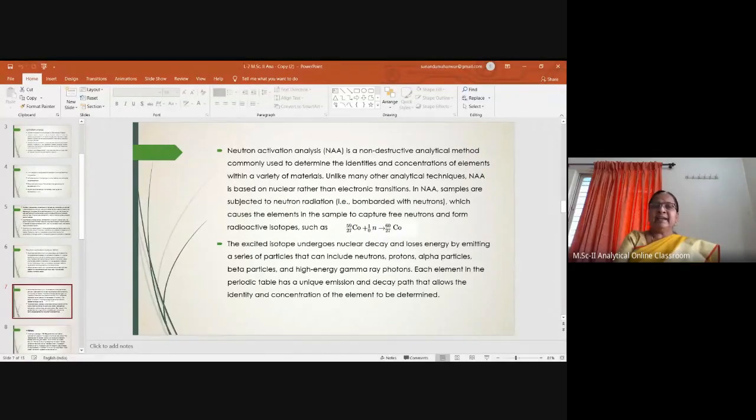Unlike many other analytical techniques, NAA is based on nuclear rather than electronic transition. In spectroscopy, we have studied different methods of analysis, but in those methods there is electronic transition. Unlike that, we have seen that there is nuclear transformation. Nuclear transition is there in NAA. And I have said what the nuclear transition is: it penetrates the nucleus and changes the nucleus, that is, the mass of that element changes due to the addition of a neutron.